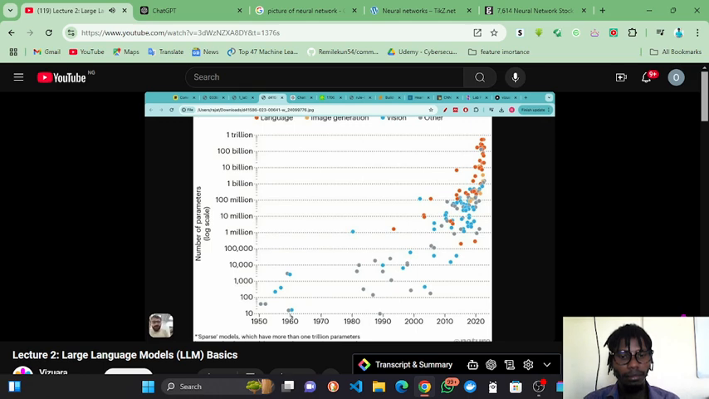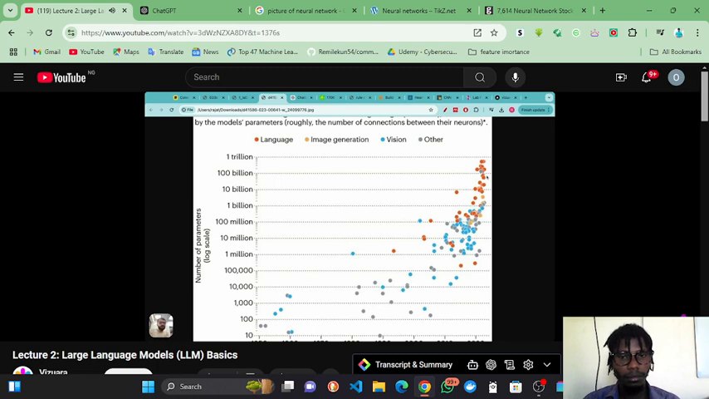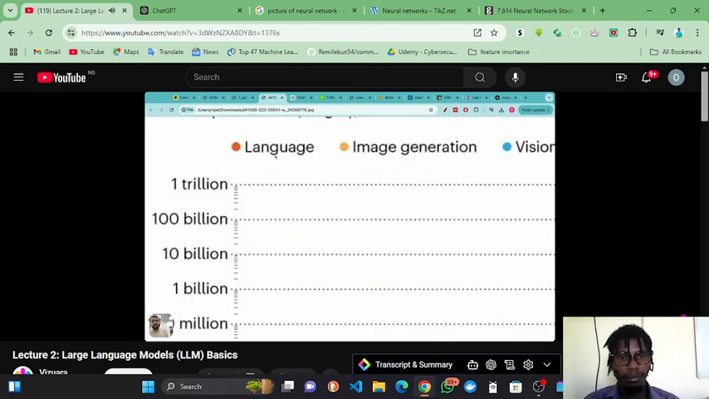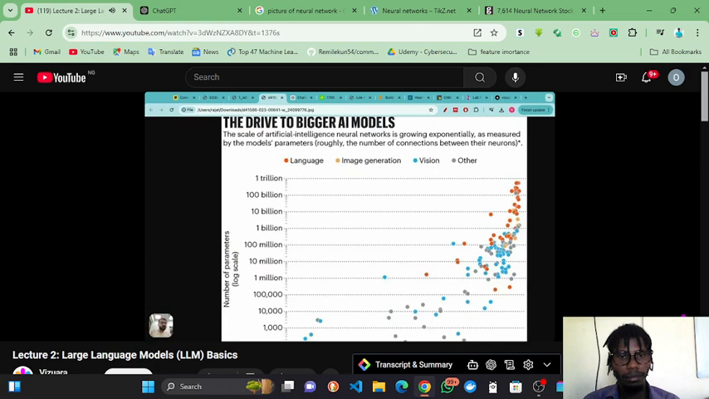From 1950 to 1960, models barely had 1,000 to 10,000 parameters. Then from 1980 to 2000, models started having around 100,000 parameters. But it's only in 2020 that we have reached 100 million, 1 billion, and even almost close to 1 trillion parameters now. And you can see the orange symbol here. Mostly these parameters are for LLMs, which are for language tasks. I'm just zooming in here to show you that the orange symbols have the largest number of parameters.